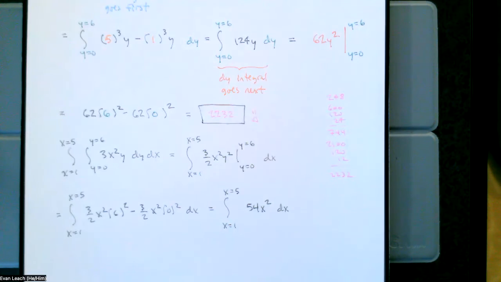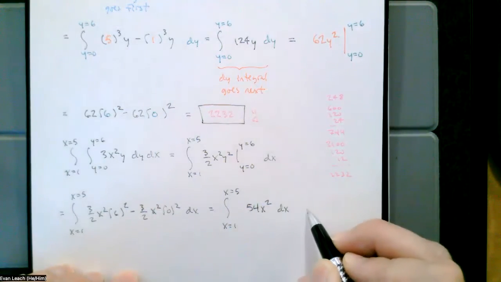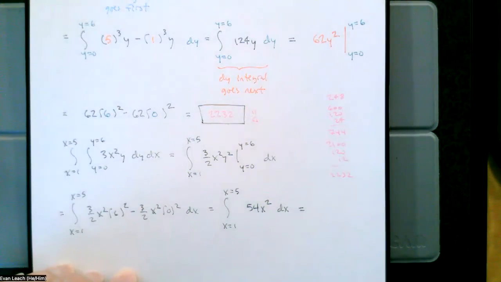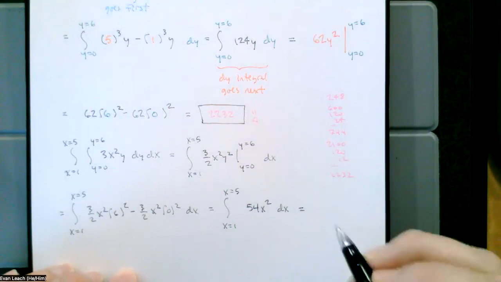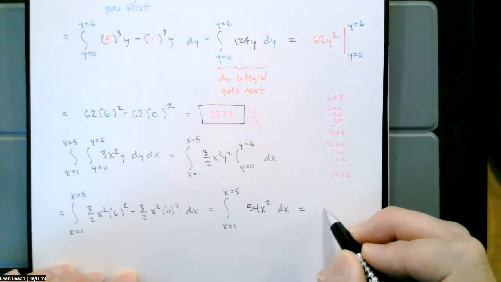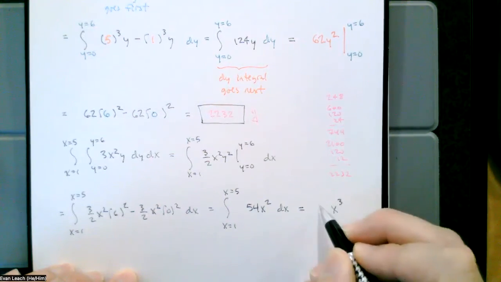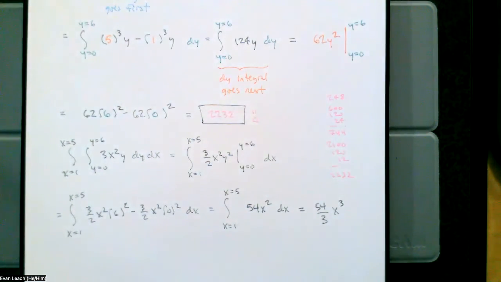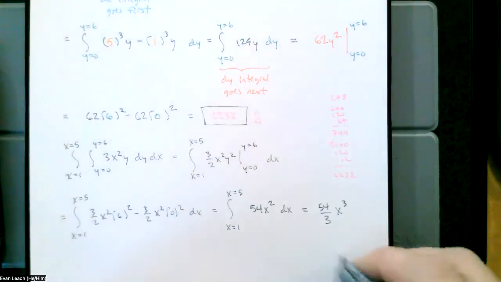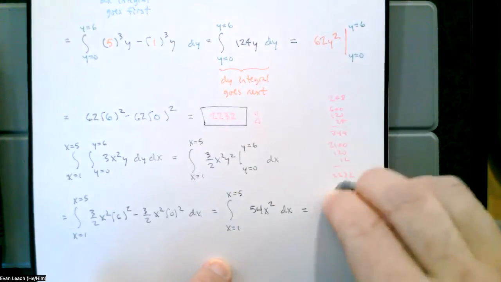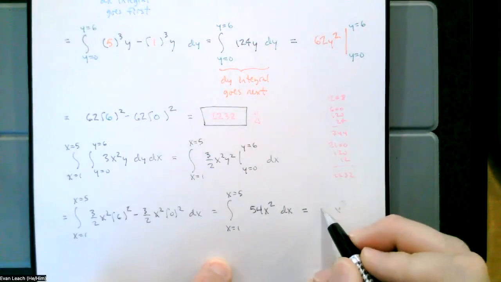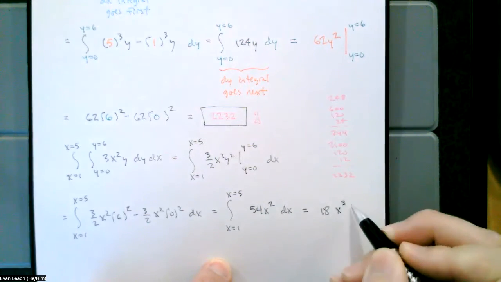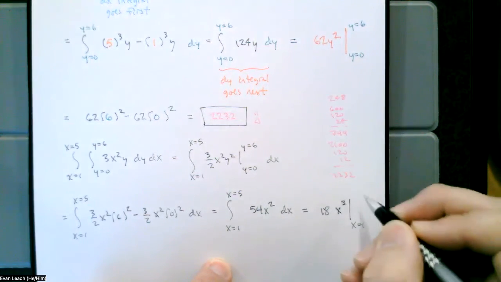Next, we just need to integrate with respect to x. Now we're down to an integral in just x. So the antiderivative of 54x squared, and I should have left the 3 hanging out there because I knew I was going to integrate an x squared. Oh well. 54 over 3 is, I can't remember. What was it, 18? But we need to evaluate as x goes from 1 to 5.